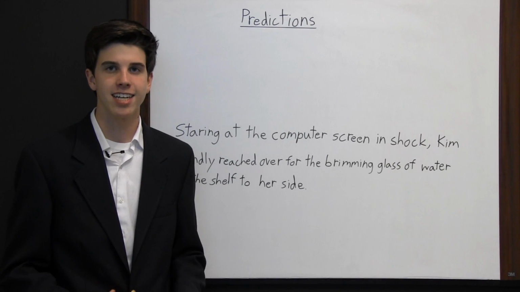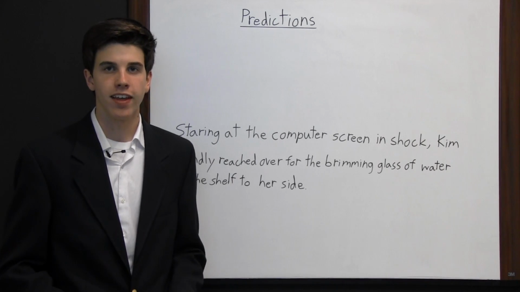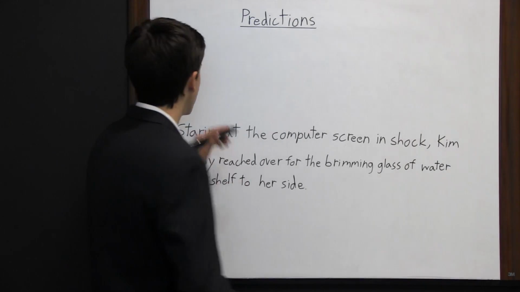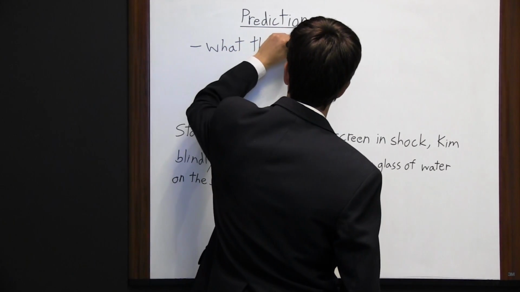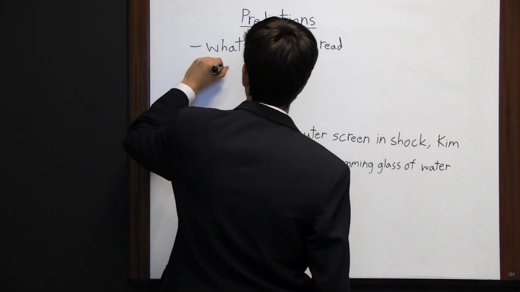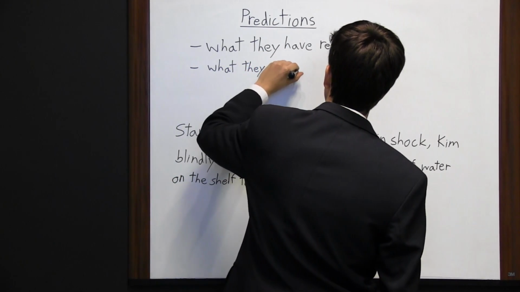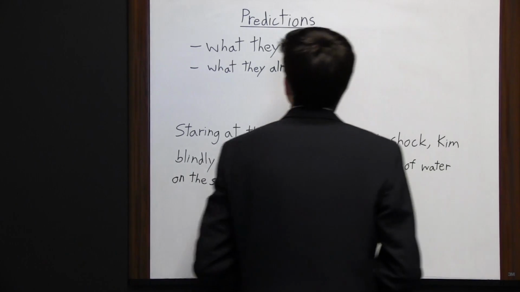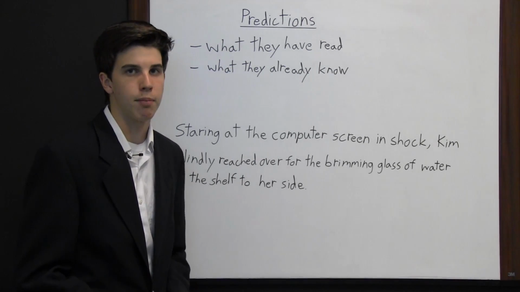A prediction is a guess about what will happen next. So when a reader actively engages in whatever they are reading, they naturally make predictions about what will happen next. And they base these predictions off of what they have read and what they already know. So by taking what they have read and what they already know, a reader can formulate what they think will happen next in the story.